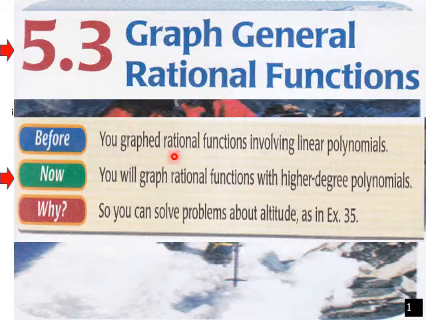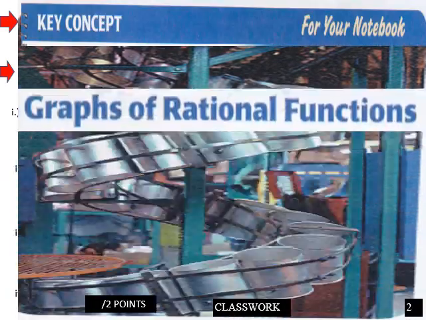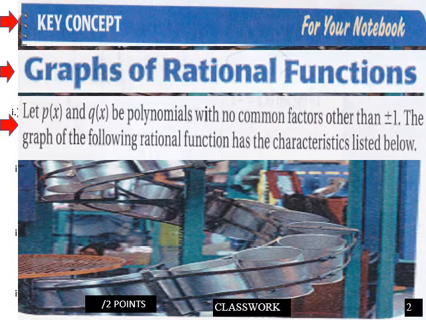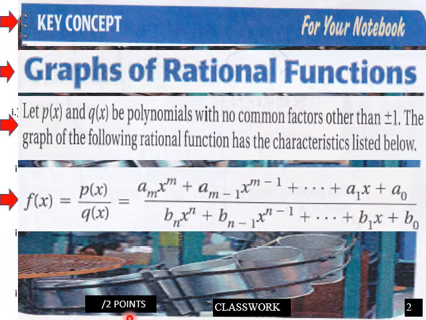Graphing general rationals: you've graphed rational functions involving linear polynomials. You will now graph rational functions with higher degree polynomials. For graphs of rational functions, p of x and q of x must be polynomials with no common factors other than plus or minus 1. Here we have a quotient, and the coefficients and exponents are all decreasing in value.